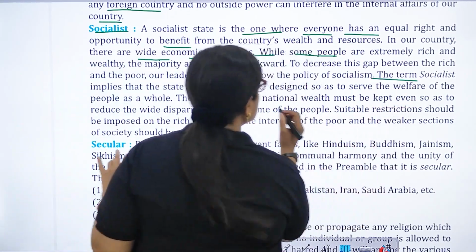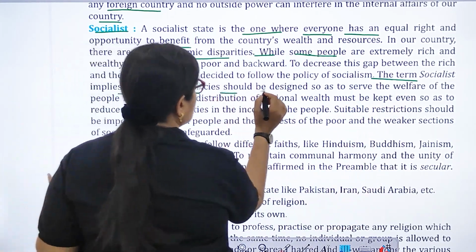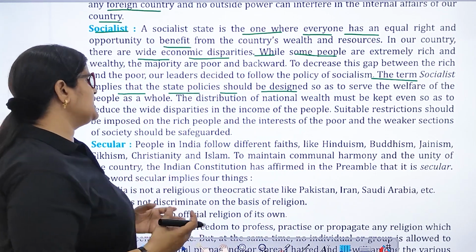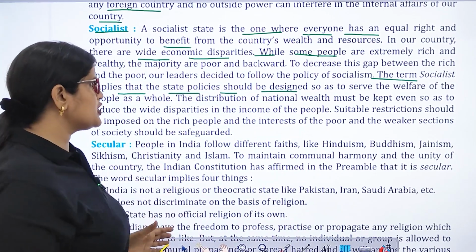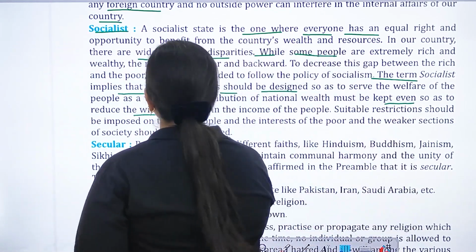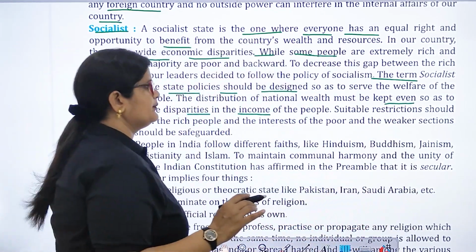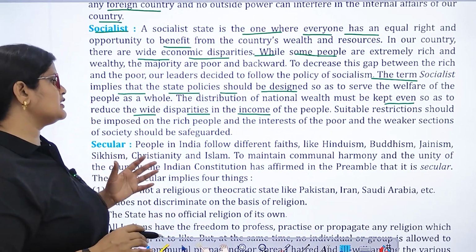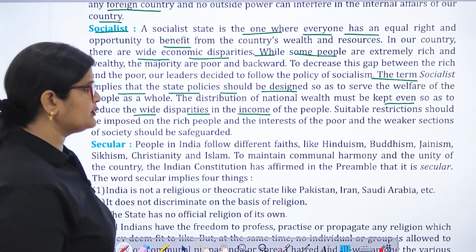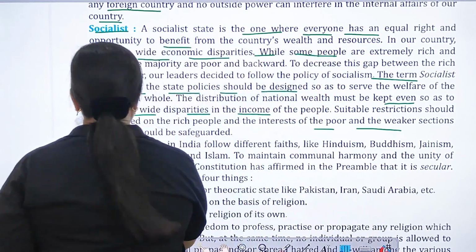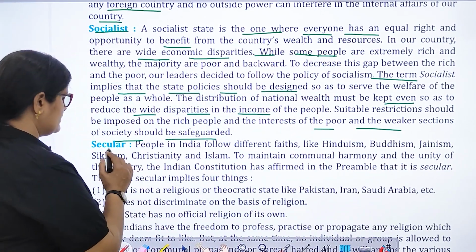The term socialist implies that the state policies should be designed so as to serve the welfare of the people as a whole. So the distribution of national wealth must be kept even so as to reduce wide disparities in the income of the people. Suitable restrictions should be imposed on the rich people, and the interests of the poor and the weaker sections of society should be safeguarded.